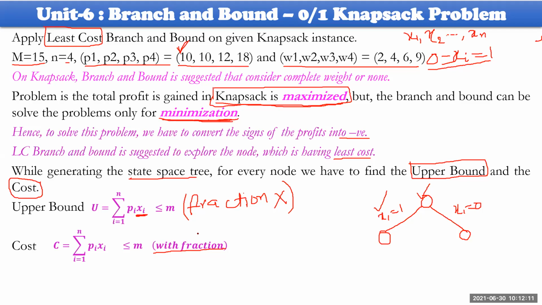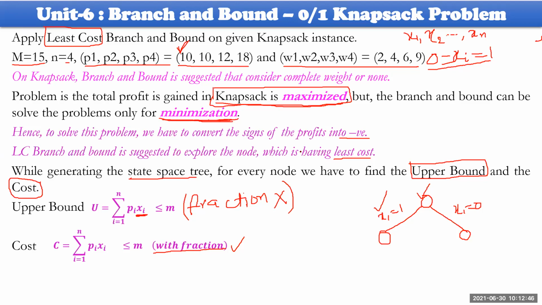In the calculation of upper bound, because upper bound is related to branch and bound, cost will be related to one particular node, one specific node. So for each and every node, you can consider your cost with fractions. With fractions also, it is accepted. Now, I hope that you got the description of the problem, what exactly we are trying to perform here.